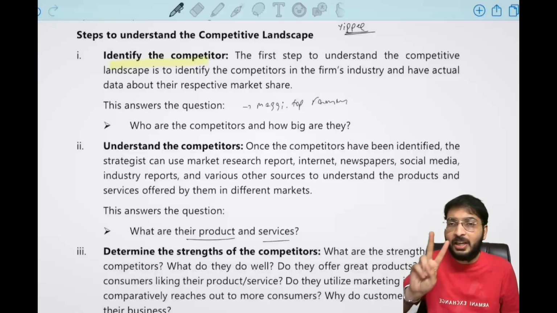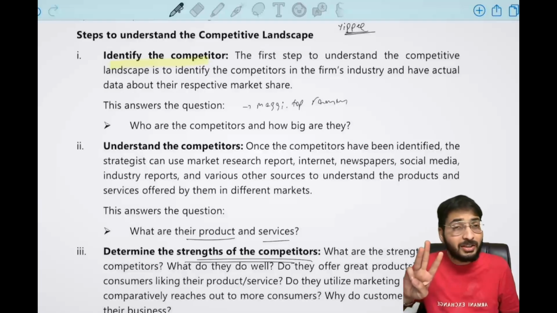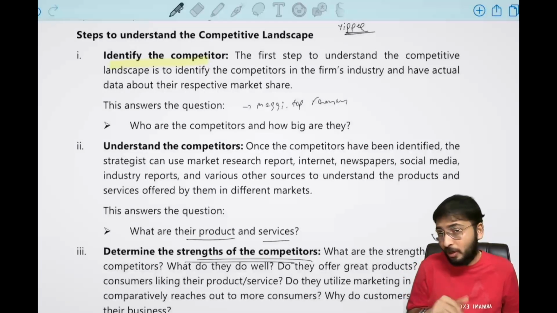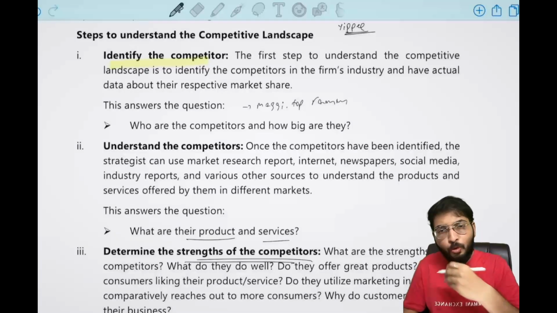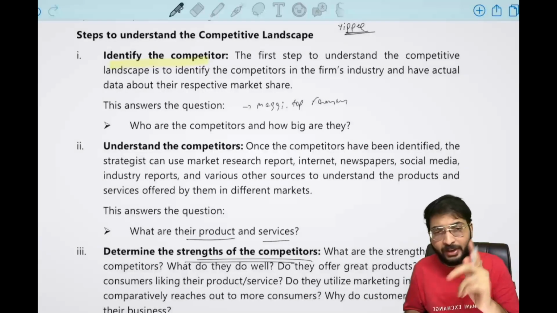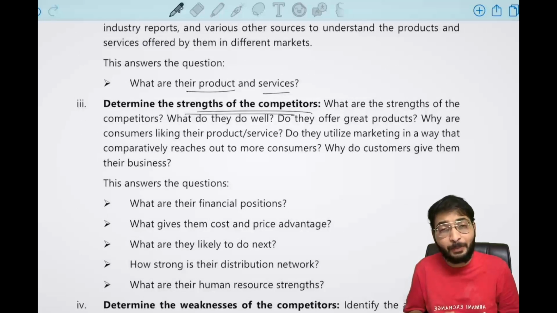Identify the competitor, understand the competitor, determine the strength of the competitor. What is the strength of Maggie? You know what the strength of Maggie is? It is the distribution system. Wherever you go in India, be it mountains, hills, or beaches, you can find Maggie, because the distribution system is so good that anywhere you go, you can find Maggie. So that is the strength of Maggie. This is determining the strength.